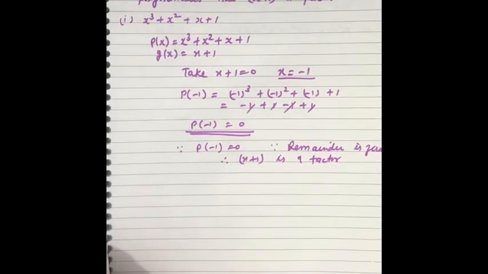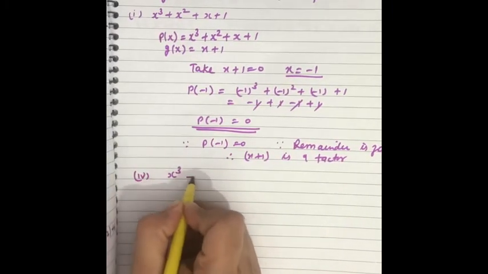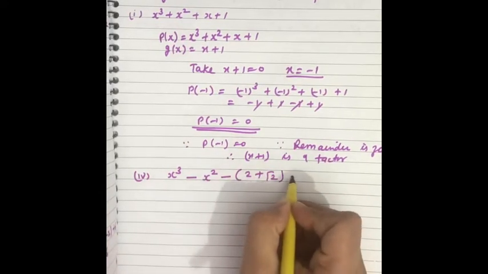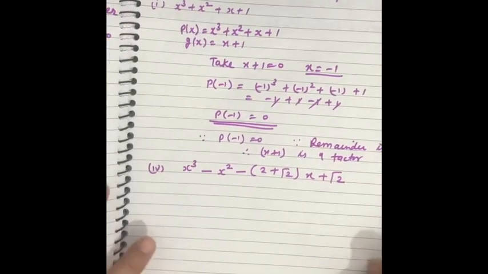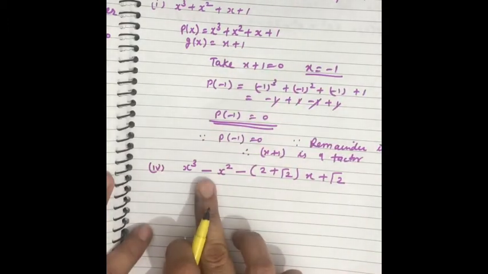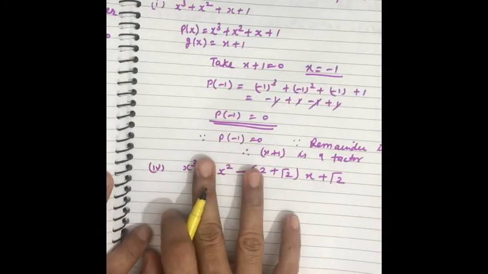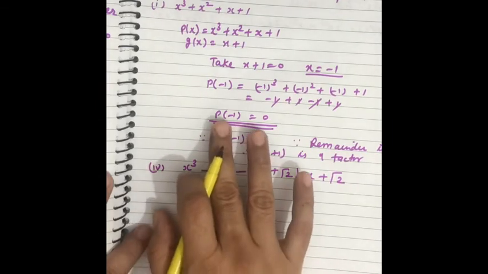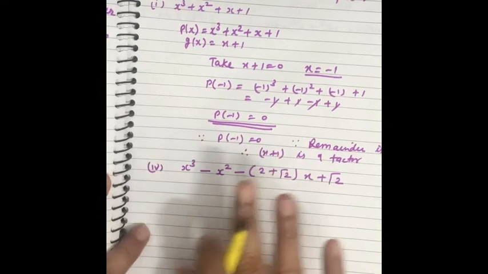Now we'll do the fourth part. I'm writing here the fourth part, x cube minus x square minus 2 plus root 2 into x plus root 2. Here also we have to examine whether x plus 1 is a factor of this polynomial or not. By the same process, we'll first apply the remainder theorem, find out the remainder, and then find whether the remainder is coming equal to 0 or not. If the remainder is coming 0, we can say it's a factor, otherwise not.